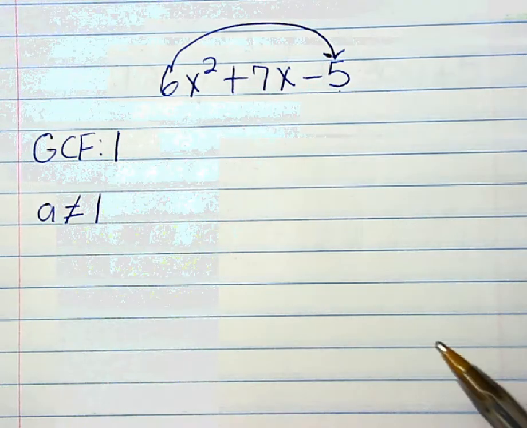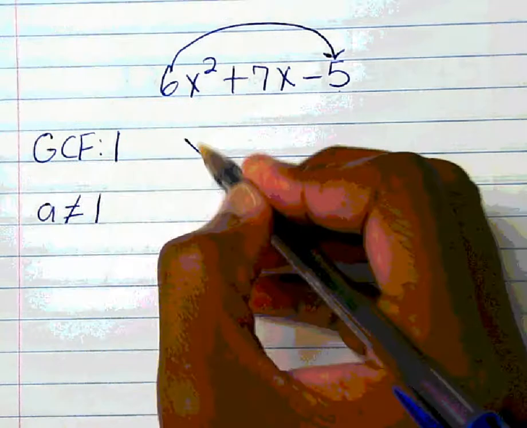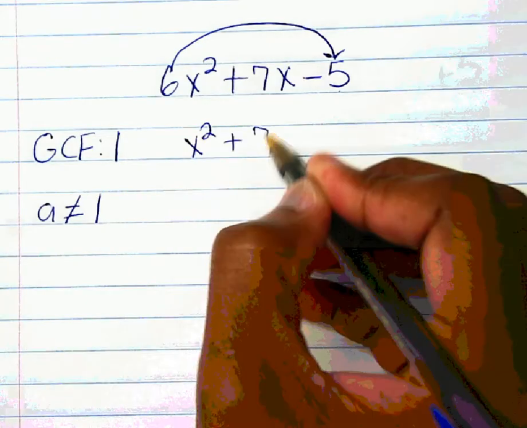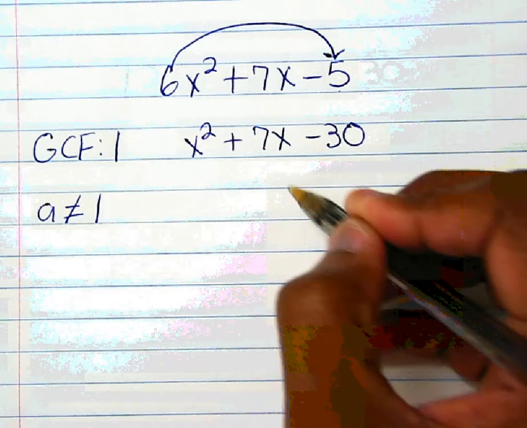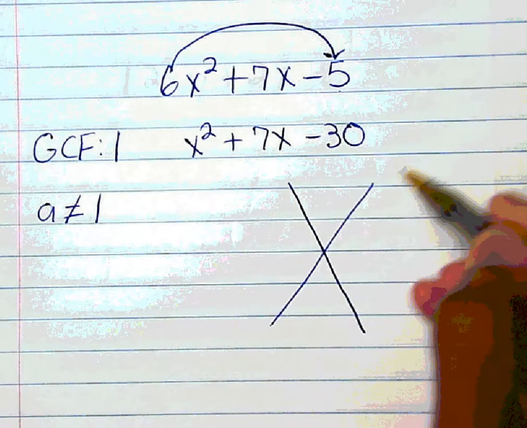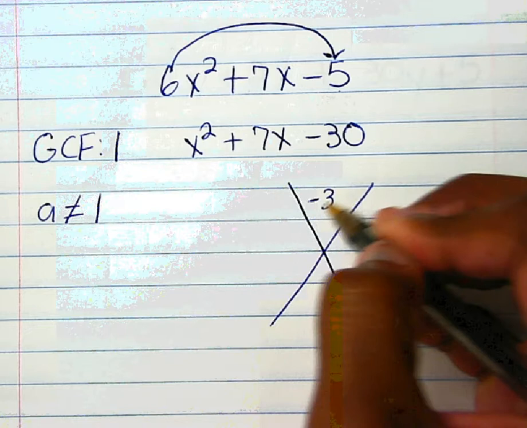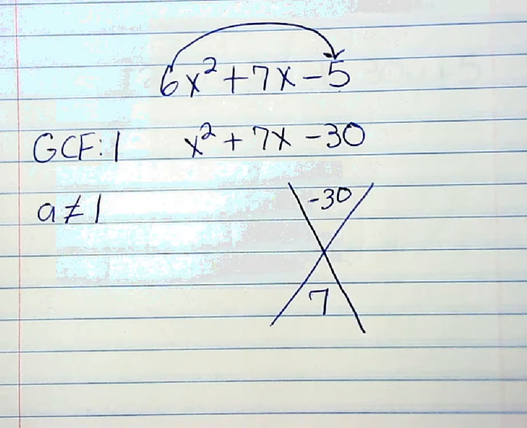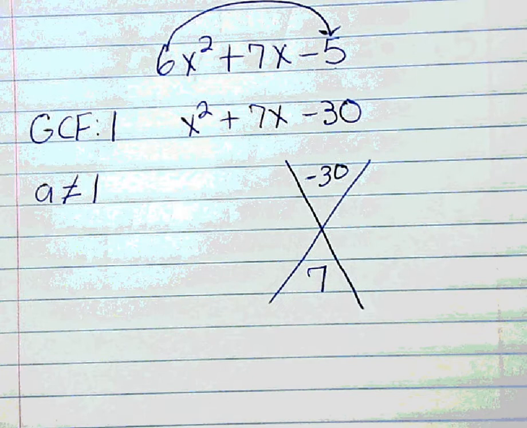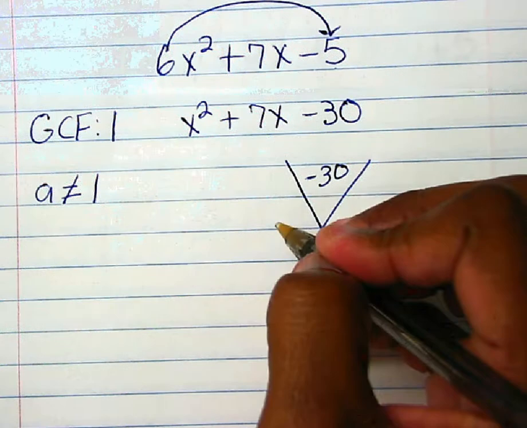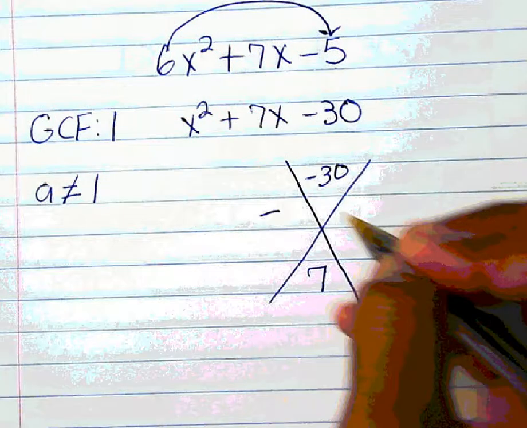a factorable trinomial. So I have x squared plus 7x minus 30. And now I can use product sum. I have negative 30. I have positive 7. So I need factors of 30 that differ by 7. Because if this is negative, again, my signs are going to be different.